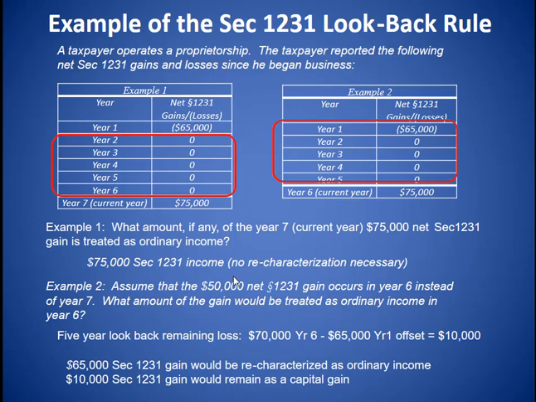In year 1, we had Section 1231 losses of $65,000. Then in years 2 through year 6, we had no Section 1231 gains or losses. In year number 7, during the current year, there was a net Section 1231 gain of $75,000.